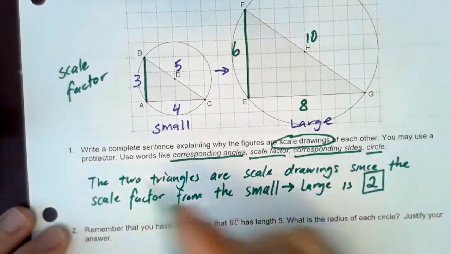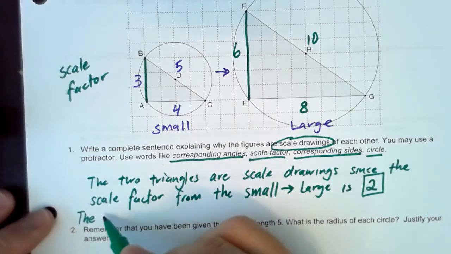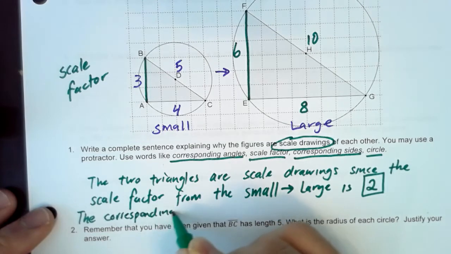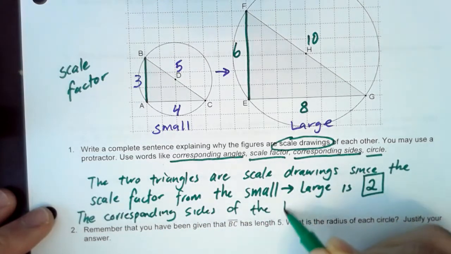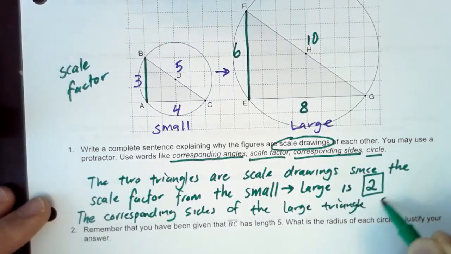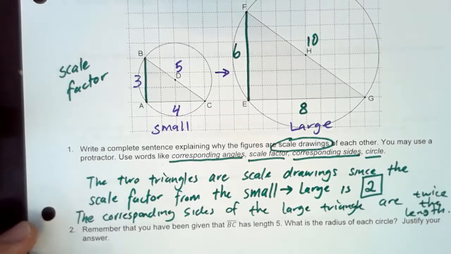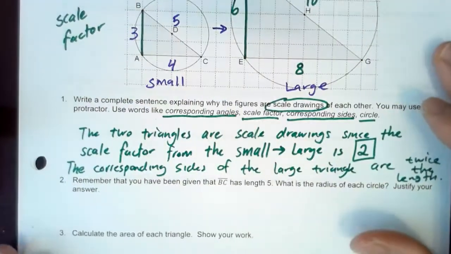You could also say the corresponding sides of the large triangle are 2 times as large, right? The corresponding sides of the large triangle are twice as large, are twice the length. Okay, it's a lot of detail, but I think that's good enough. That's all you need to really write, and let's move on.